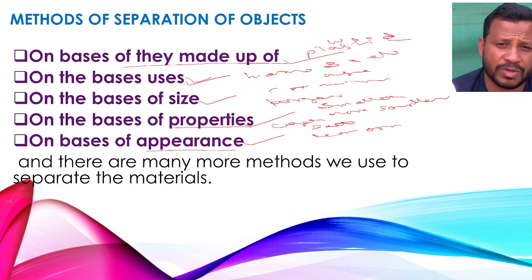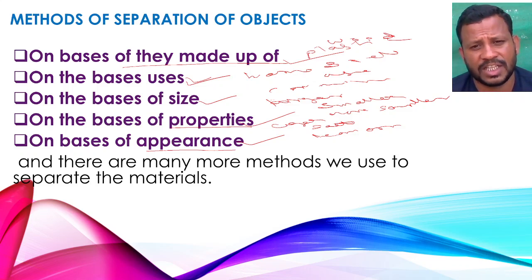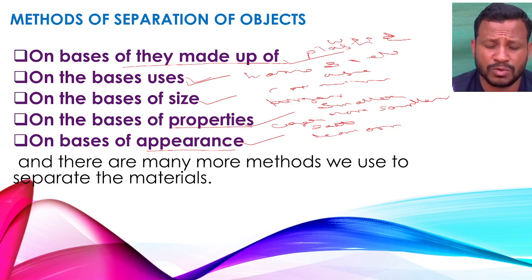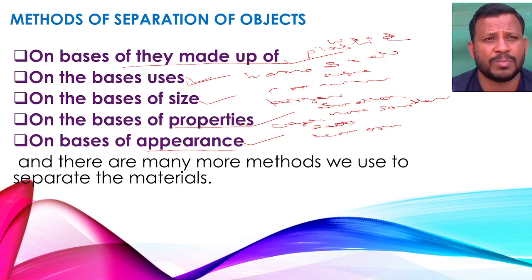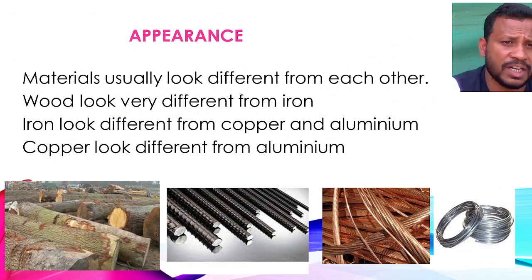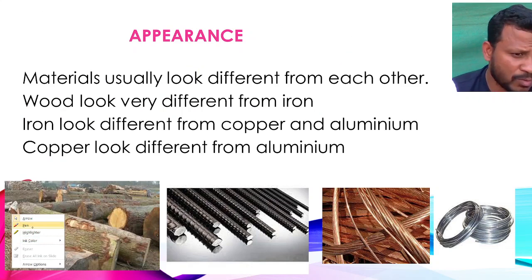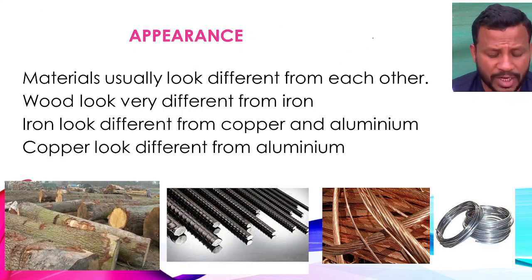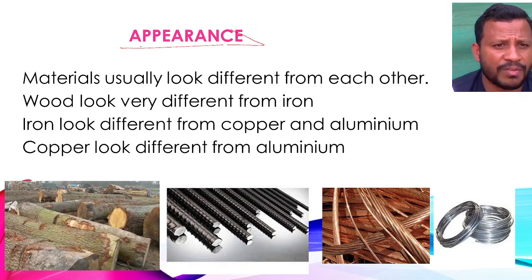Because we are surrounded by a lot of materials in our day to day life. So if you think about where we use materials, we use different objects in different places according to their size, shape, uses, properties, and appearance, and we group the materials accordingly. Let us discuss more deeply about these points. First of all, we are going to see the appearance. According to their appearance, how are we going to group them?